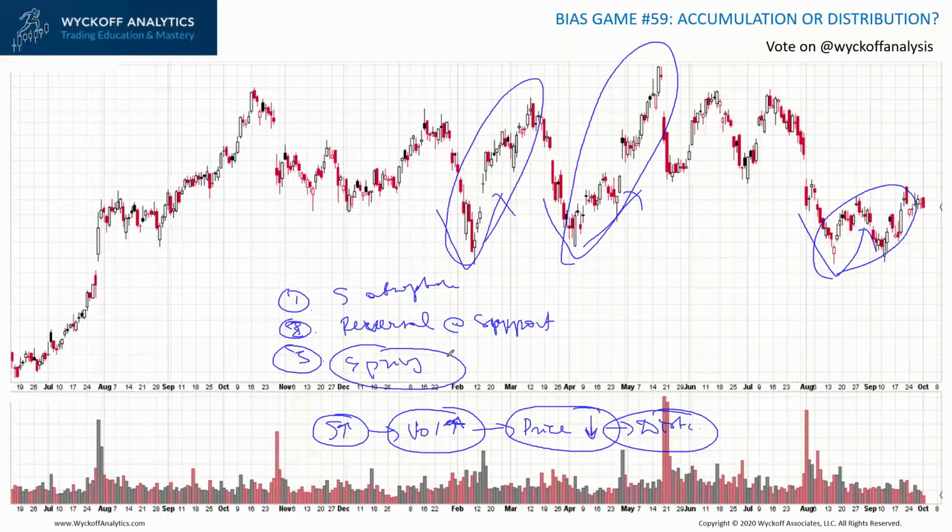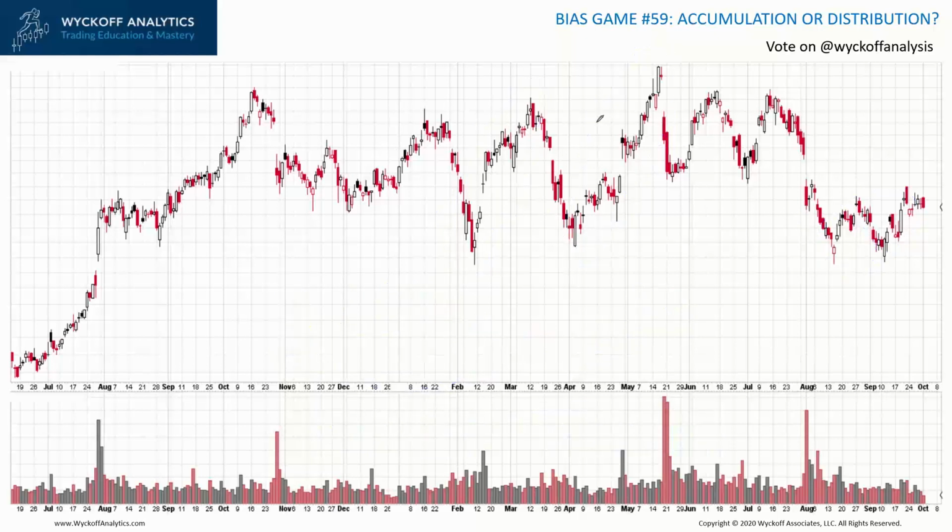And then spring action. With the spring action, we're looking for the undercutting of the support and then quick recovery back into the trading range. And from there, after a series of tests, we want to see some kind of sign of strength rally that identifies to us the strength of the demand to push the price higher through the trading range. Okay, let's go through the supply signature here and just see what happens with the supply, and then we'll go through the demand.